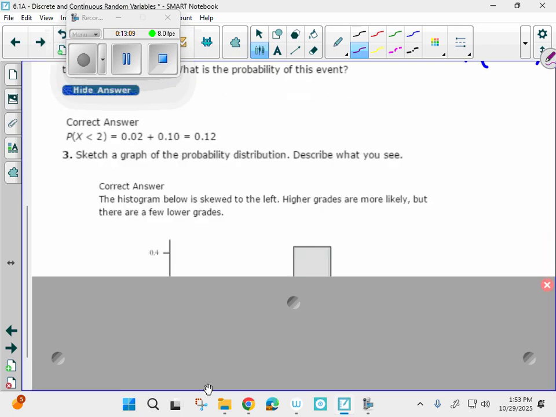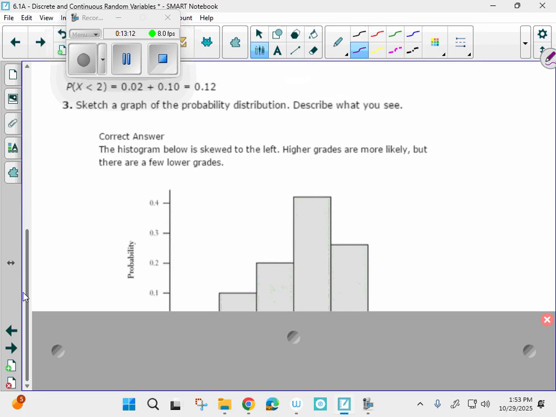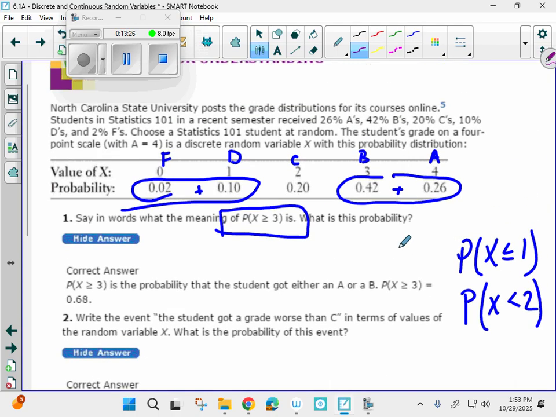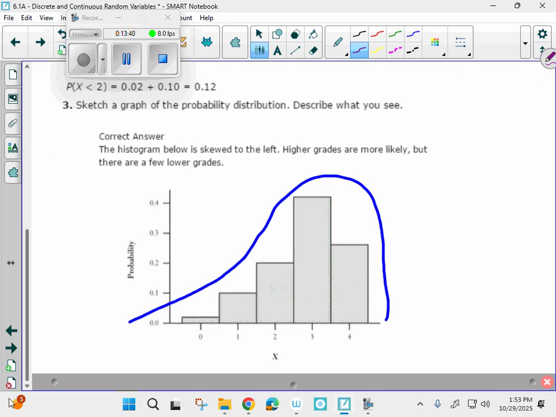All right, sketch a graph and describe what you see. So you would sketch your lovely graph right there, and you would do SOCS, okay? What would the shape of this distribution be? Skewed left, no outliers. Okay, for the center, let's see if we can actually figure this one out. What do you guys think the center is? Where's that median? I agree, it's 3. If you add these, you're at 12. Now you're at 32. Now you're going to cross that 50th percentile. All right, so the median is a B, or a 3. And then we would do the range from 0 to 4, or from an F to an A.